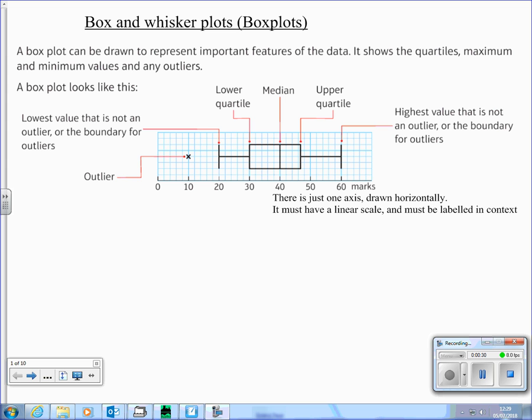The box is drawn from the lower quartile to the upper quartile, and there's a line in the box indicating where the median is. The whiskers are drawn to the highest value and to the lowest value. If there's an outlier, that's shown separately with a little cross or a little asterisk, and then the whisker is drawn to the next number, the first one that's not an outlier. If that's not known, you use the boundary for outliers.